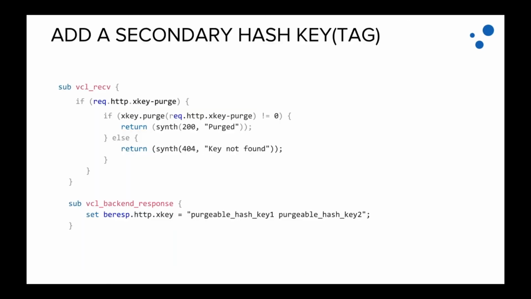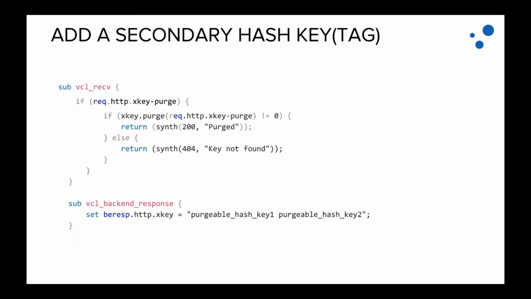Now, third VCL example, adding a secondary hash key. As I told you, Varnish by default creates a hash key for each new object inserted in cache, and that will be a unique hash key, obviously. When you need to run some cache invalidation and free up some memory by purging the cache, you will have to nail the hash key for each object, because you will have to search for the object in cache and purge it.